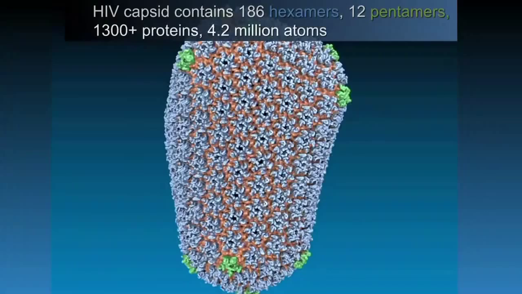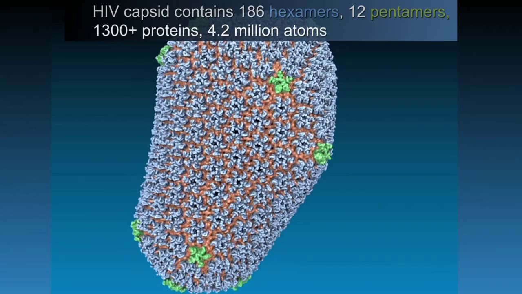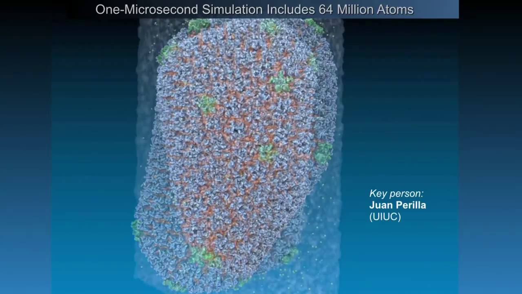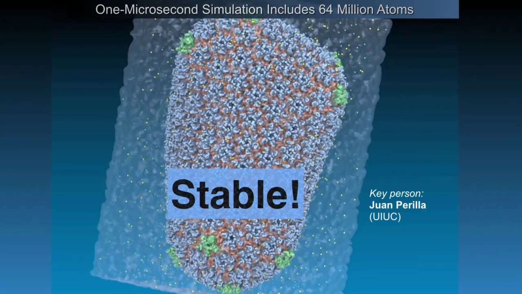So we take the pentamers, we take the hexamers, we put them all together, we get this structure, 4.2 million atoms. Of course, that's just protein. Then we want to solvate that. So we put it in a box of water, and we end up with 64 million atoms, which is much larger. Because remember, this thing is big, it's hollow on the inside, and you need to solvate the outside. And we let it run, and lo and behold, it's a stable structure. Now we believe we have the correct structure of the HIV virus capsid.